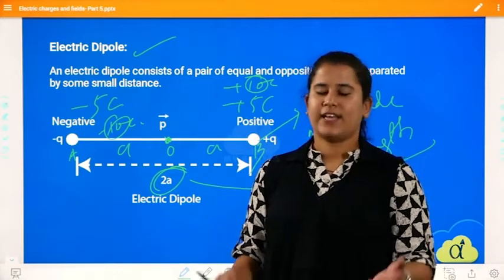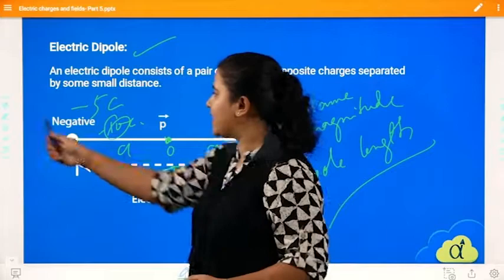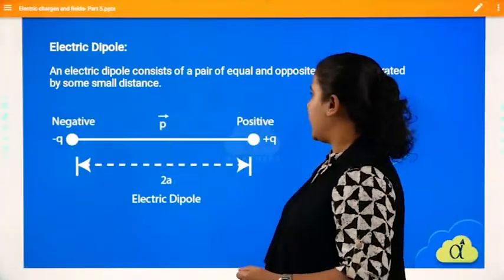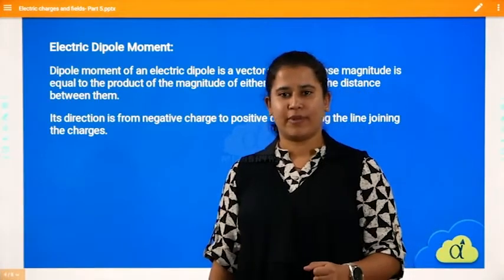Any doubts in this? If there are any doubts, please let us know so that we can solve them as soon as possible. Okay, and moving on to the next one, we have electric dipole moment.